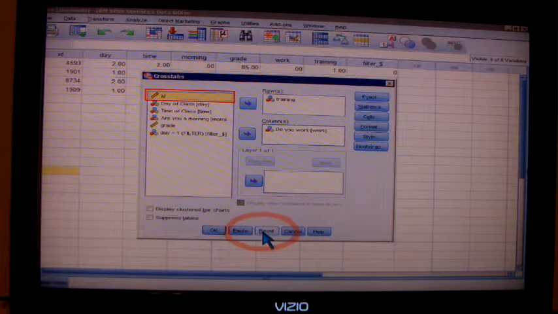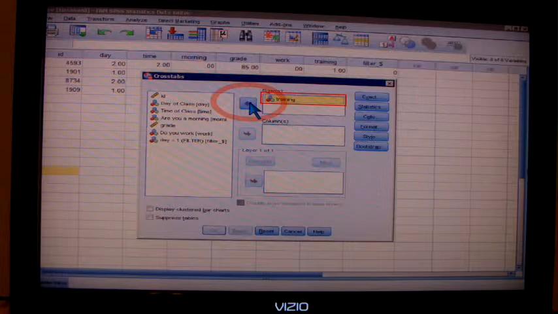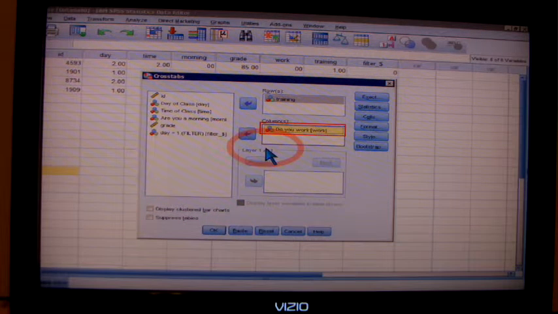I'm going to reset this because I was already working on this earlier. Let's see, reset it. We want Training on the first one. And then we want Work for the bottom one. Notice on ours we have on the variable label "do work," and then it has Work here for the actual column name. So we want to put the Work one over there. Okay.